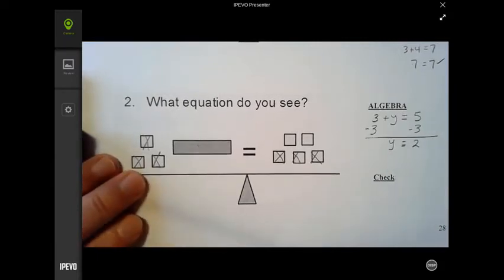Now we'll set up our check. Remember, write the equation down that we started with. 3 plus y equals 5. We think that y is 2, so we'll replace y with that value. 3 plus 2 equals 5.